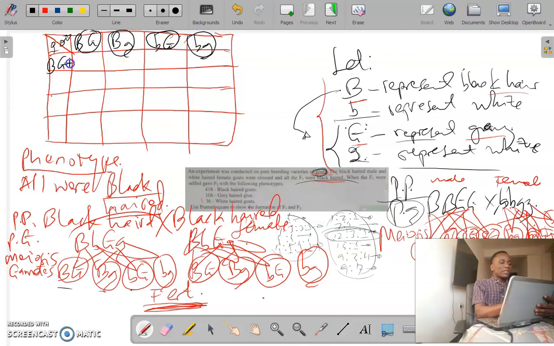Capital B capital G gamete, capital B small g gamete, small b capital G gamete, small b small g gamete. So we have got the gametes. Now next is fertilization. We'll have B, B, G, G. You must be careful about those letters. You must present them as they appear, whether capital or small. So make sure that you consider that.